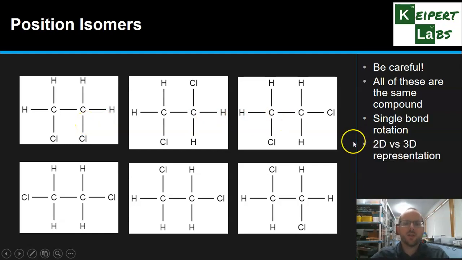Okay, so it's just one of those things you have to be careful, have to be a bit cautious, and think about what it's trying to represent in 3D. Do they connect up to fundamentally different carbon atoms, to be able to decide if they're position isomers or not.